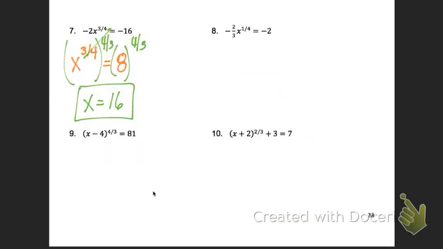Exponential slide. Okay, number 7, you should get 16. Number 8 is a little tricky. How do I get rid of this 2/3 in one step? Times 3 over 2. By positive or negative 3/2? Negative 3/2.